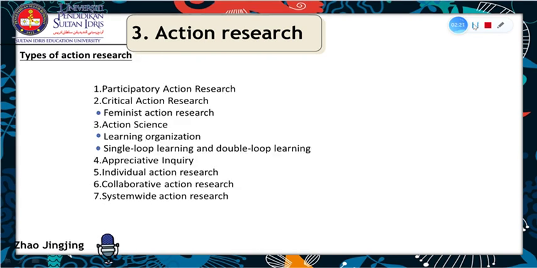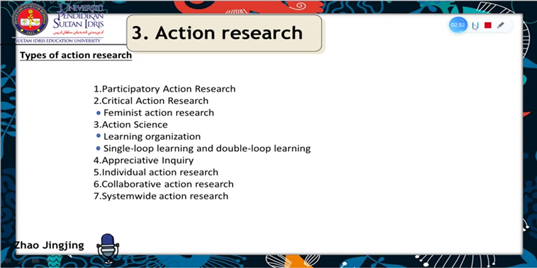On this page, I will explain types of action research. Number 1. Participatory action research. This action research emphasizes multiple people or groups with an interest in the research topic, and they work together to conduct a research project. Involvement of research participants in the research project is very important.